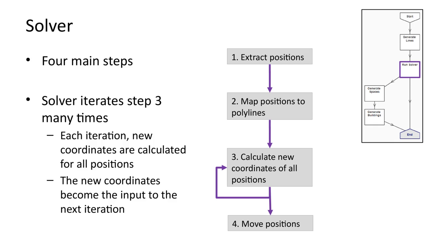The third step is the main body of the iterative solving process. Based on a list of existing coordinates, a new set of coordinates is calculated. This step gets repeated numerous times. Each time round the loop, the new coordinates become the input for the next iteration. Finally, in the fourth step, the positions get moved. Note that in step 3, the coordinates get updated, but the positions do not get moved. The positions only get moved after the whole iterative process is completed. Repeatedly moving the positions after each iteration would be much slower.